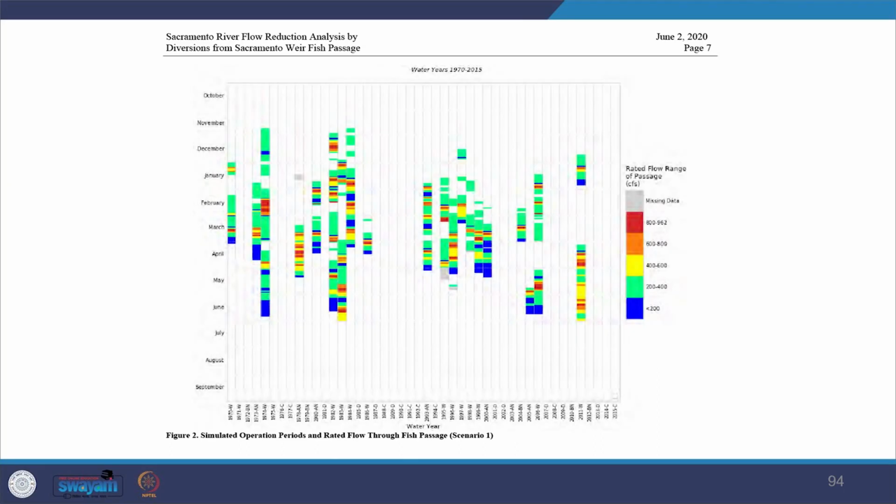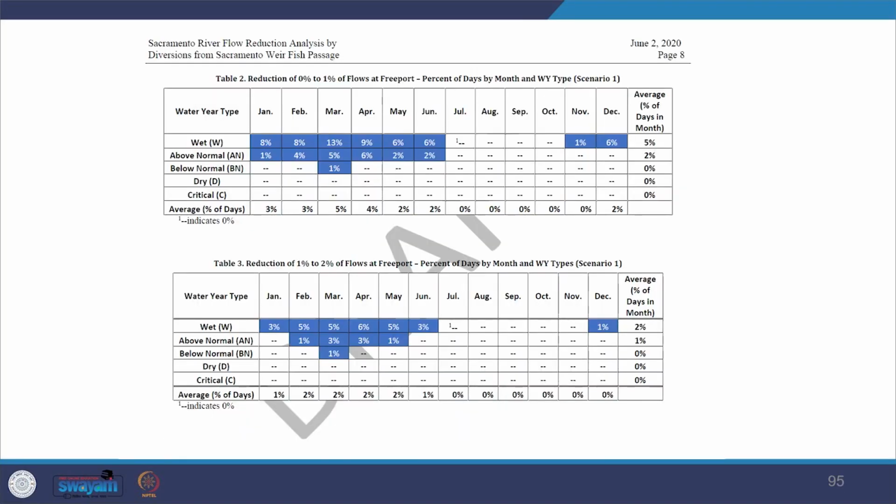So month wise also, on the left hand side vertical axis, you can see the variations. And then through this report you can see how they are working out the flow reduction analysis. So you can see how within all months, Jan, Feb, March, April, what kind of flow reduction would happen in the wet, above normal, below normal scenarios, and then you can see which are the considerable variations as per the scenario.